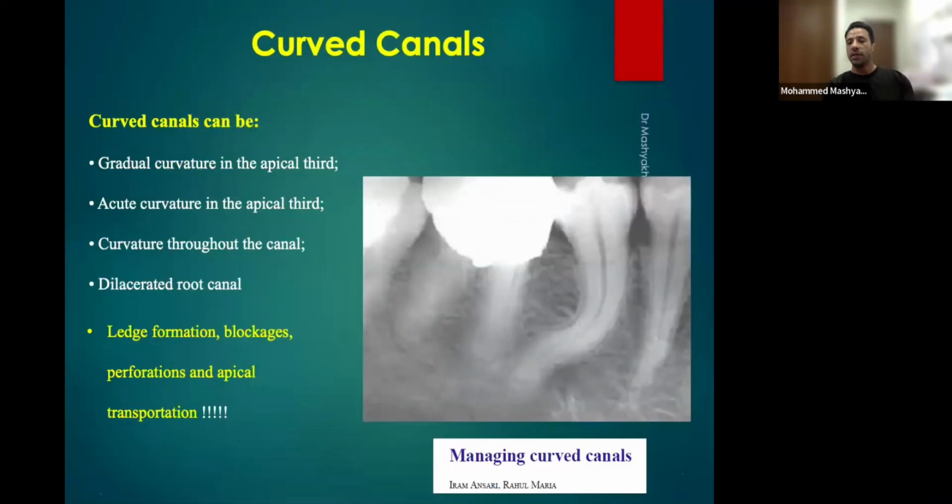Another one of the difficulties you're going to have in the clinic is curved canals. A curved canal can be a simple curve, an acute curve, a curve through the whole canal, or dilaceration. Dilaceration means at the end of the root, there is a very steep curve. There are so many definitions of that. We're not going to go around it, but whenever you have a curved canal, there is always the possibility of having a ledge, blockage, perforation, and apical transportation.